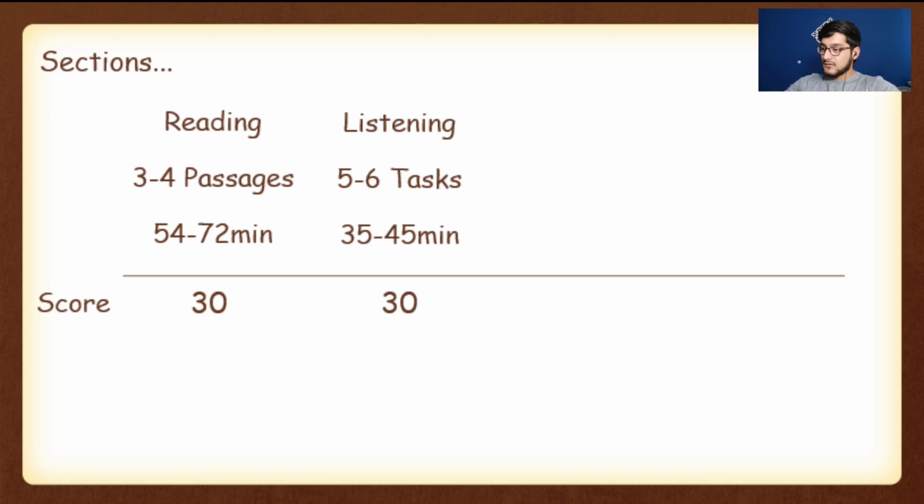The next section is listening. It comes with 5 or 6 tasks. Each task has its own number of questions. We will talk about that later in its dedicated video. If it comes with 5 tasks, it lasts for 35 minutes. If it comes with 6 tasks, it will last 45 minutes. Again, it has a score of 30. The third section is speaking. It has 4 tasks and lasts for 17 minutes.